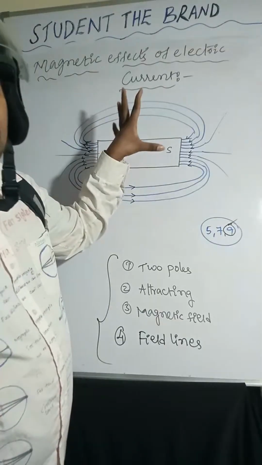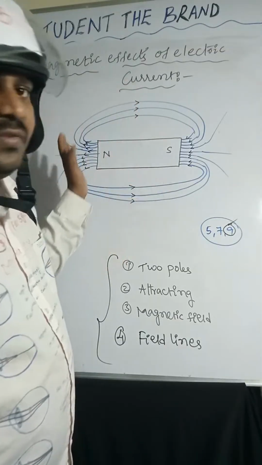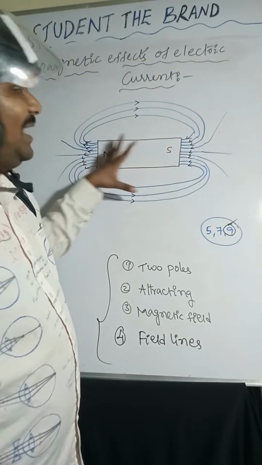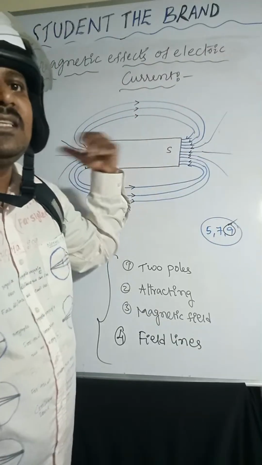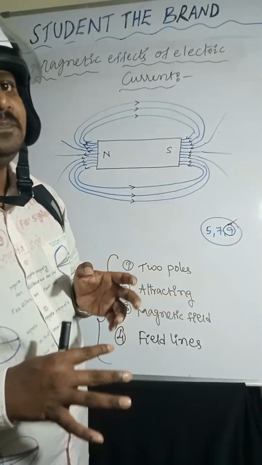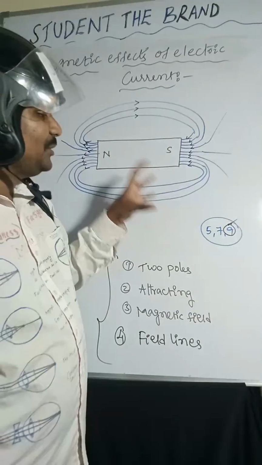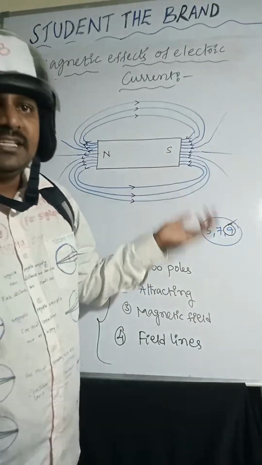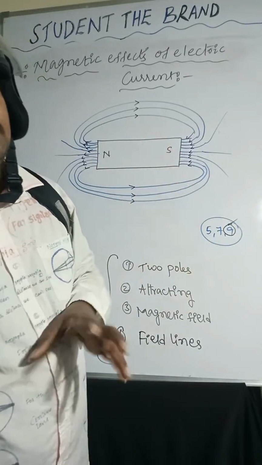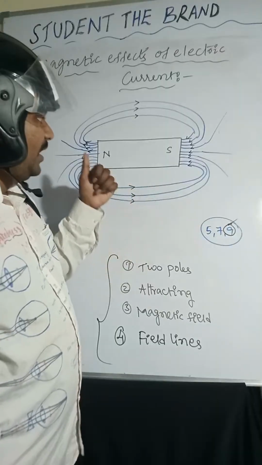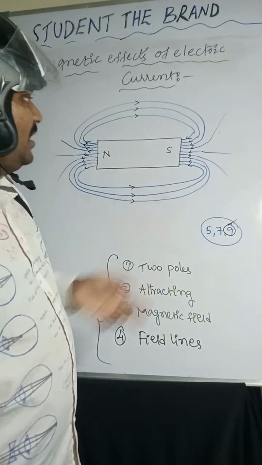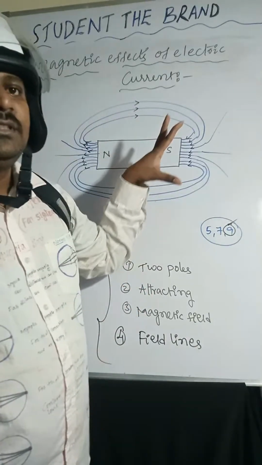Point number 1: magnetic field lines emerge at the north pole and merge at the south pole. These field lines are closed loops. These field lines never intersect. If they intersect, what happens? The compass would have to show two directions at a time, which is not possible. So point number 1, magnetic field lines emerge at north and merge at south pole, and point number 2, these are closed loops.